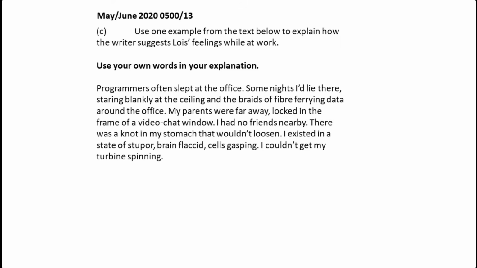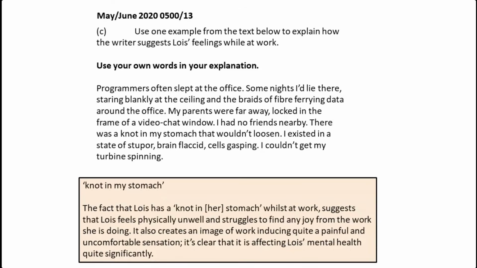Use one example from the text below to explain how the writer suggests Lewis's feelings while at work. Programmers often slept at the office. Some nights I'd lie there staring blankly at the ceiling and the braids of fibre ferrying data around the office. My parents were far away, locked in a frame of a video chat window. I had no friends nearby. There was a knot in my stomach that wouldn't loosen. I existed in a state of stupor, brain flaccid, cells gasping. I couldn't get my turbine spinning. And the image I have gone with is knot in my stomach.